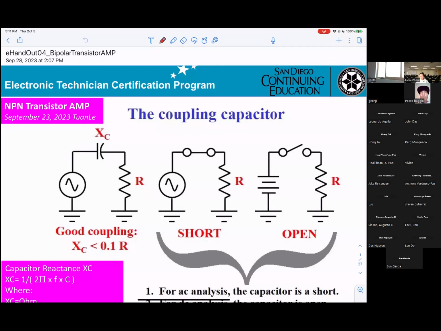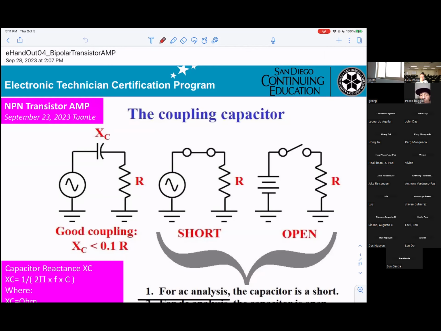Okay, we're already learning the bipolar transistor for the DC. Okay, and today we will start with the amplifier.